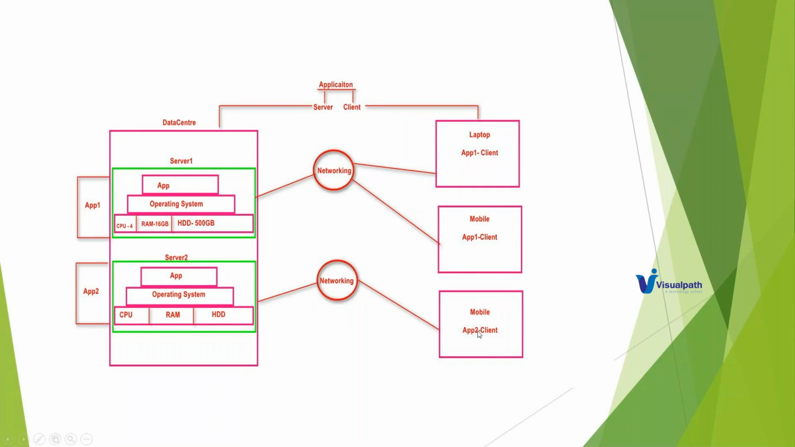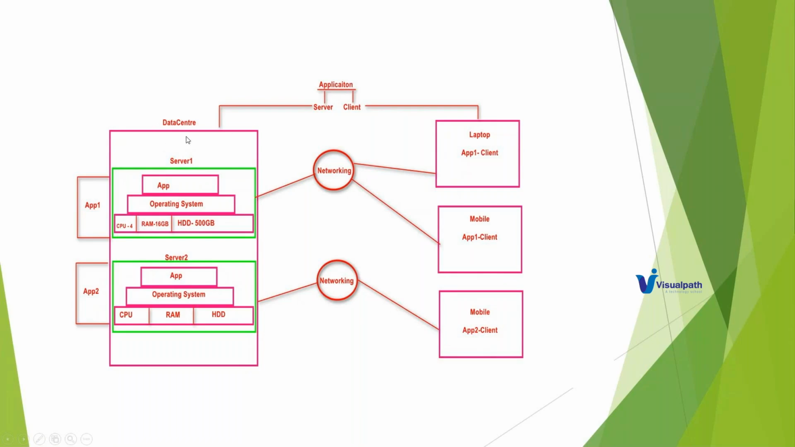This is my app 2 client. So app 2 is also going to have the same option, server and client version. So the client is going to be connected. If app 2 is going to be here on the client machine, then it must have some mechanism to reach out to the server 2 of the app. So this is how it works traditionally.